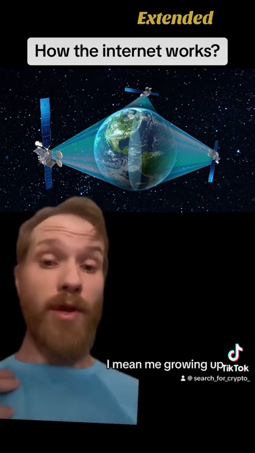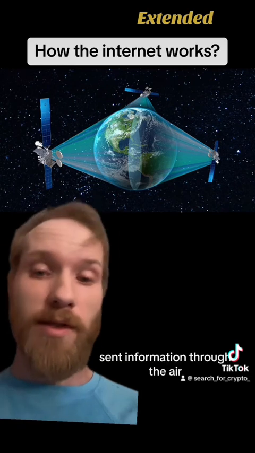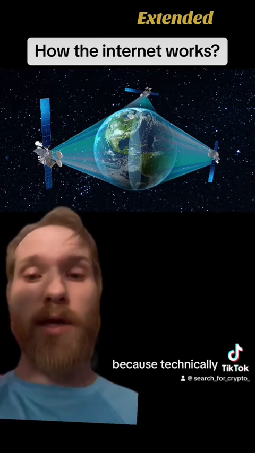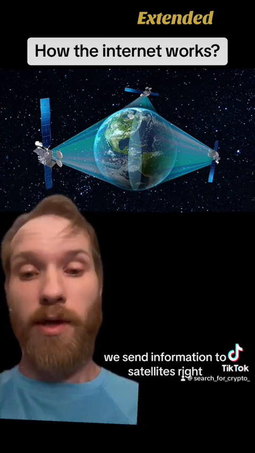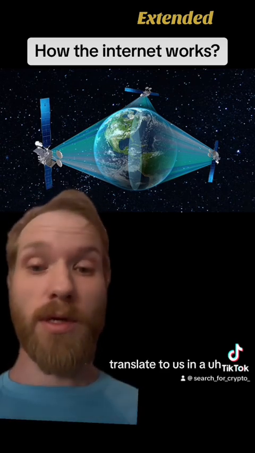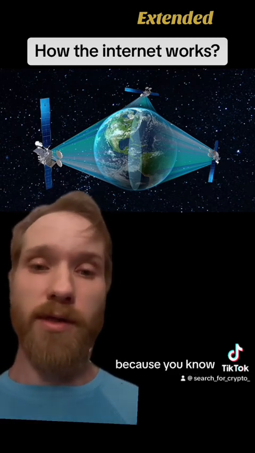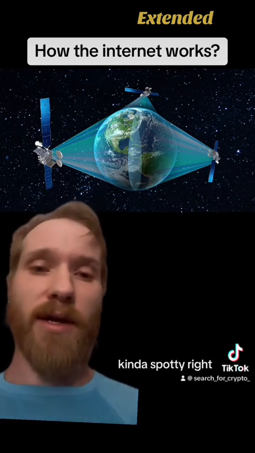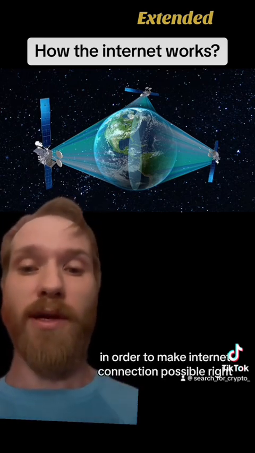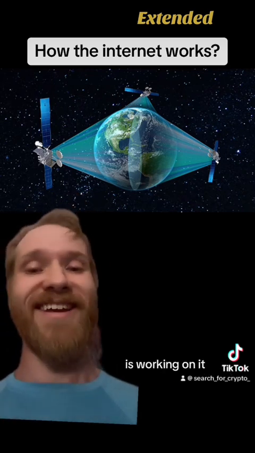Now, growing up, I don't know about you guys, but I always thought the internet was just some magical thing that sent information through the air, which you wouldn't be wrong if you thought that, because technically we send information to satellites that orbit the Earth, and then that information is translated to our computers. But that's only a portion of the internet, because it's kind of spotty. You can't cover the whole entire Earth with satellites in order to make internet connection possible. There's weak spots, although Elon Musk is working on it.